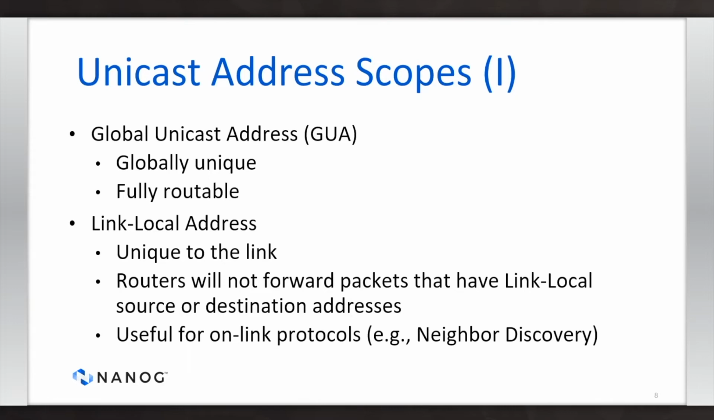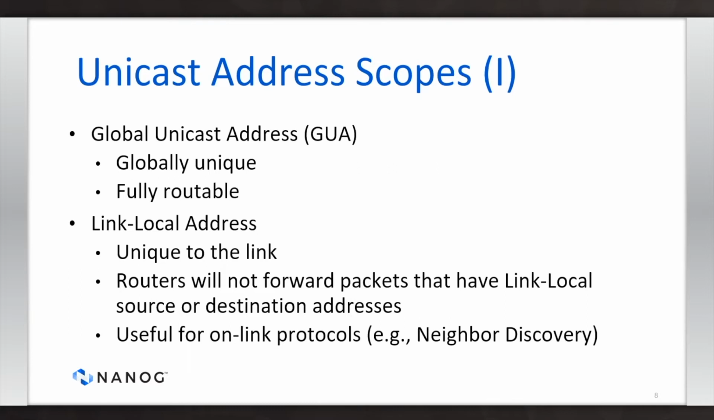The next is a link local address. The link local address is unique to a link. Now, what does that mean? Well, let's say you have a node with 5 interfaces. It's connected to 5 interfaces on their neighbor, and they may all have the same address.